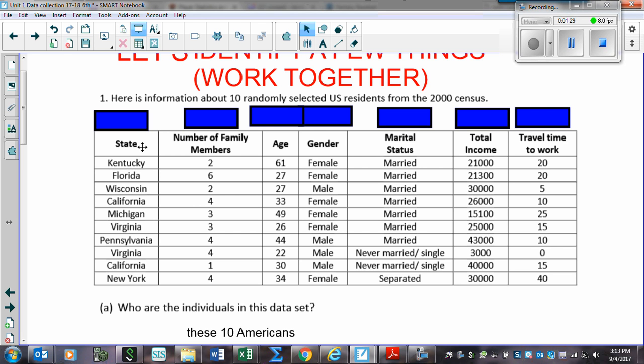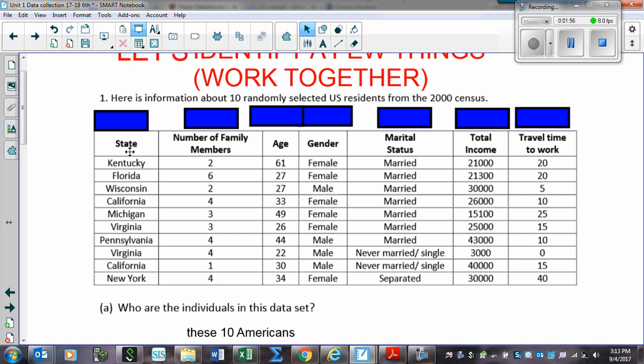Remember, numerical data is expressed with a number and then usually a unit afterward, and if we took an average, it would tell us something. It would make a little bit of sense. If it's not expressed with a number, or if it is expressed with a number but taking an average doesn't make sense, then that's categorical data. So let's look at each column and see what type of data is being collected.